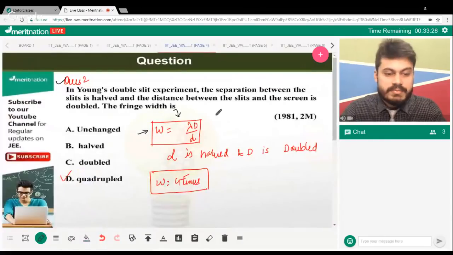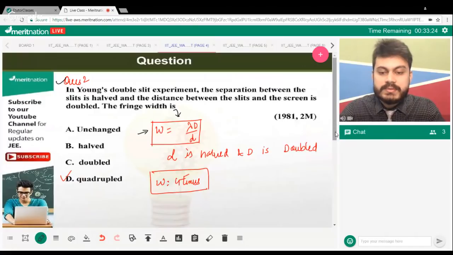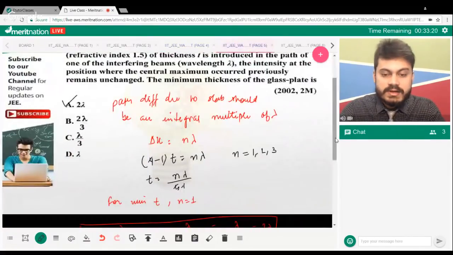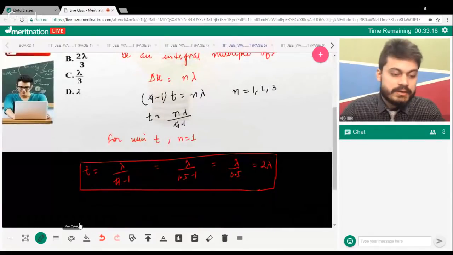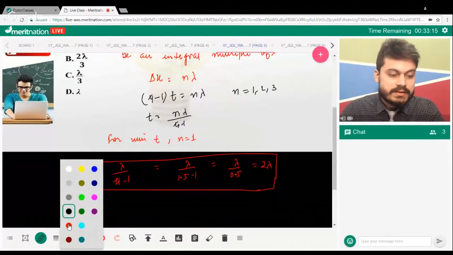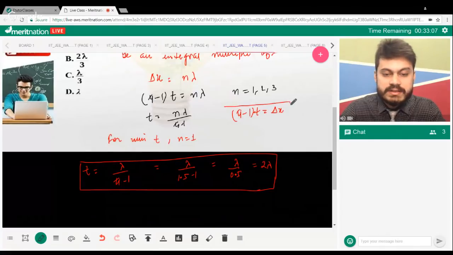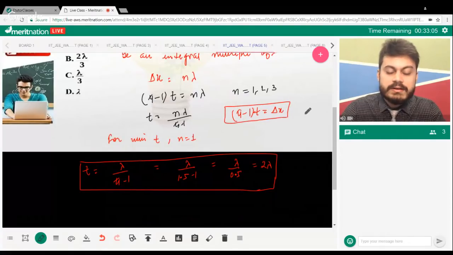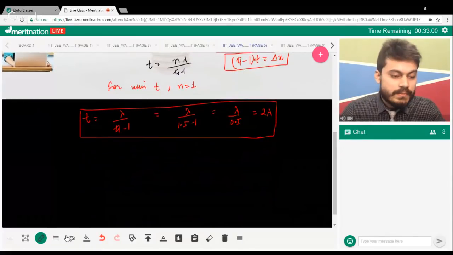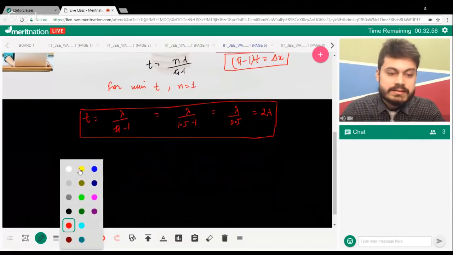So yeah, they can come up with doubling it, tripling it, or whatever numbers, and you guys are mature enough to answer that, right? The next one was a bit tricky, and here all you need to remember is the path difference because of the insertion is mu minus 1 times the thickness of the slab, okay? The path difference that is achieved because of the insertion of any slab in the path of the light is this one, okay?